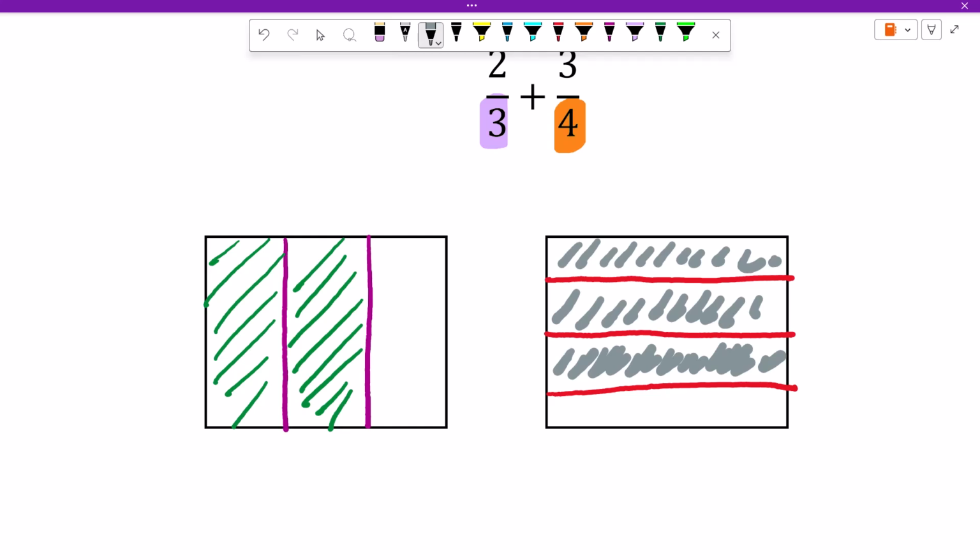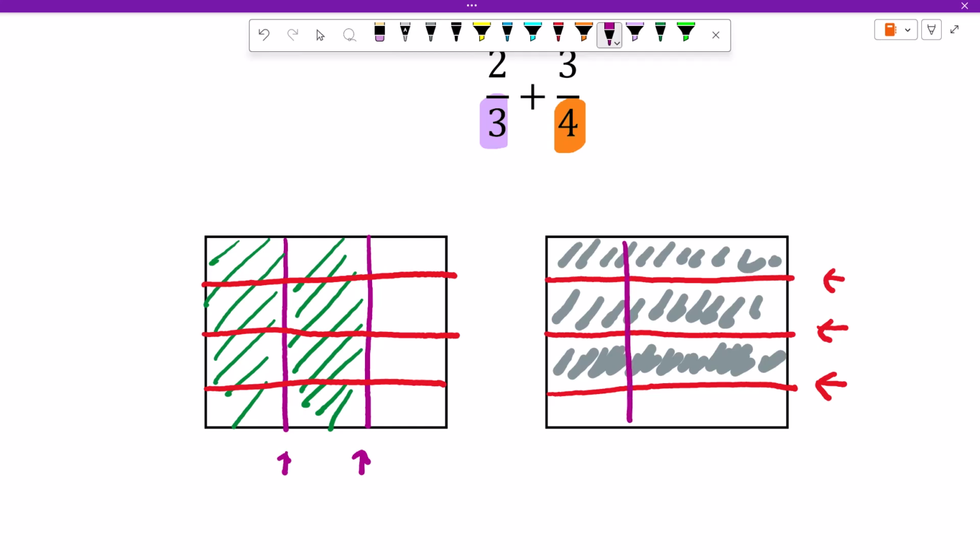So I'm going to take these 3 red lines here. I'm going to draw them on the other diagram. I'm going to take these 2 purple lines here and put them on the other diagram. So they look exactly the same. So I can draw those red lines like this, like this, like this. Then I can go like this and like that. Okay? So now we haven't changed the amount that's shaded in.